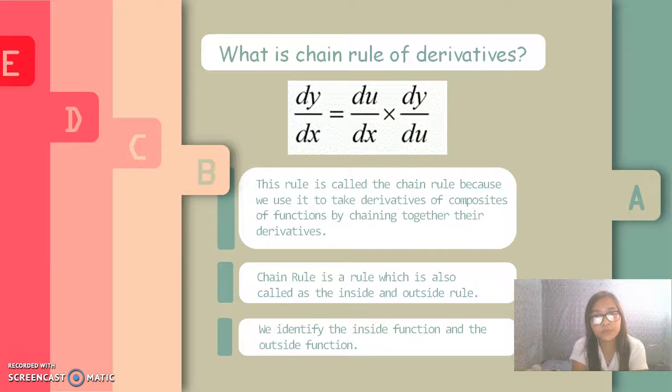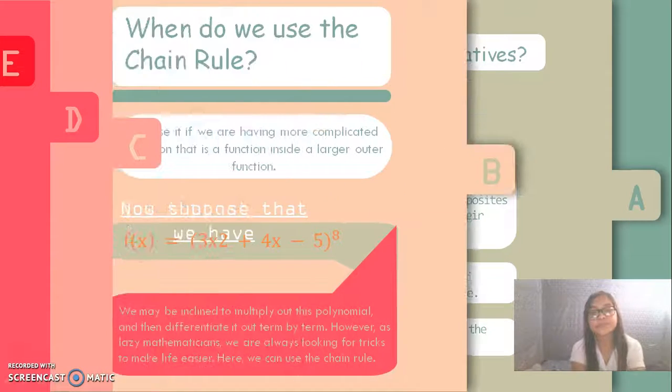This rule is called the chain rule because we use it to take derivatives of composed functions by chaining together their derivatives. So in the chain rule, we use it to easily find the general function of the equation, most especially when the equation has two derivatives, the inside derivative and the outside derivative. And here in the chain rule, we are linking or chaining the derivatives by multiplying the inside function and the outside function, or likewise.